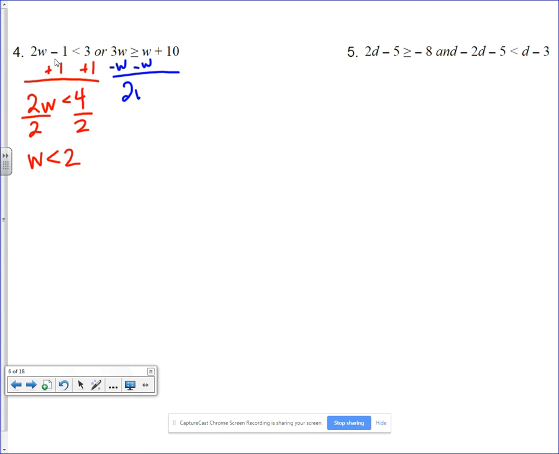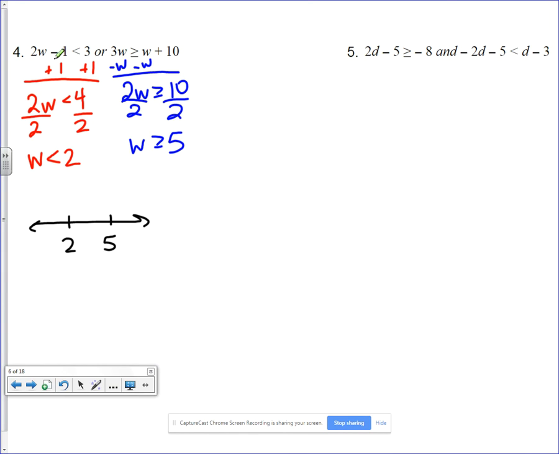So now I have 2W is greater than or equal to 10. Then what? So now I have 2W is greater than or equal to 5. And I'm over to Trevor. I need my number line here. Which one goes first?